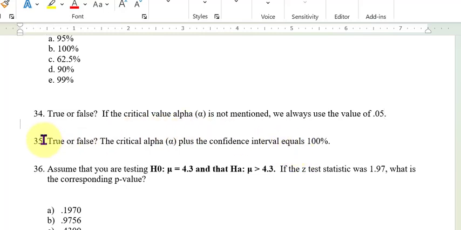And then the next question. True or false? Critical alpha, which is usually 0.05, plus the confidence level equals 100%. That is true, right? So think of it. The confidence level plus the alpha has to equal 100%. So if we only had like a 90% confidence interval, God knows why you want to do that, but some people do, then your alpha has to be 10%, right? Because 90% plus 10% equals 100%.